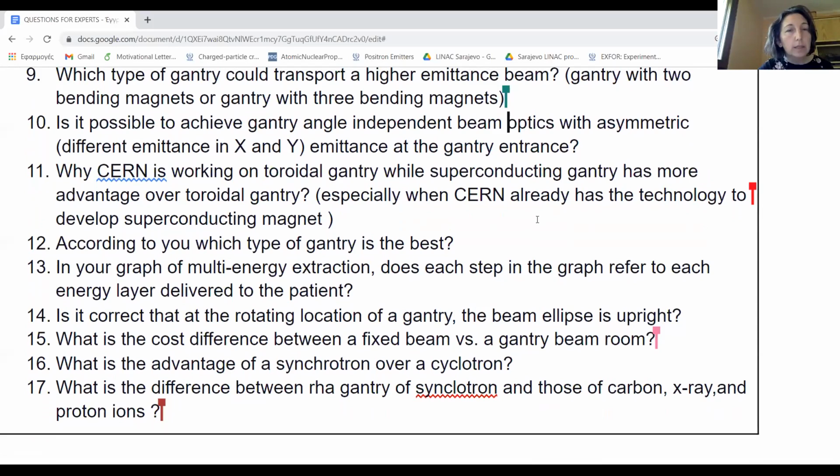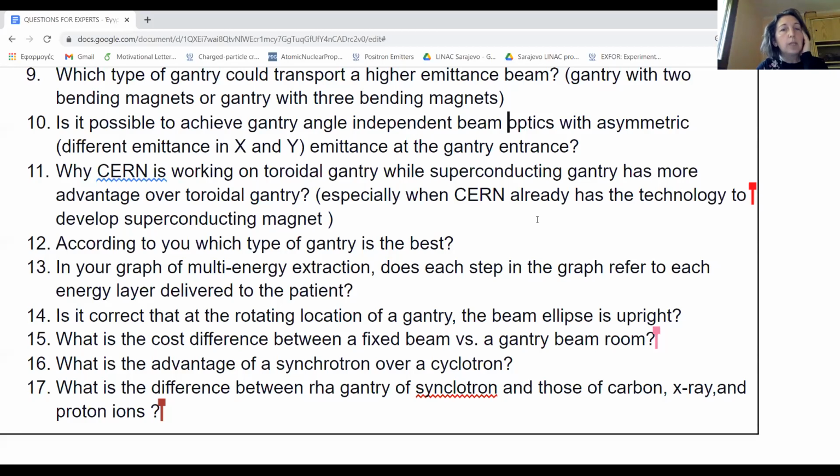Is it correct that at the rotating location of a gantry, the beam ellipse is upright? Not necessarily, however, it is preferable. You have the possibility to have the size that fits you best. But yes, normally you want to have it upright because it has other properties.